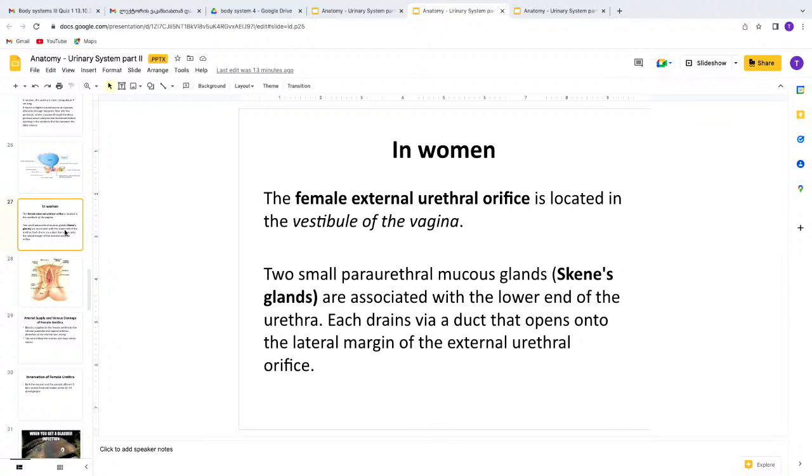The female external urethral orifice is located at the vestibule of the vagina. So it is between, we'll have the photo of it, it is between the clitoris and the vagina. And we have two small paraurethral mucous glands. They produce mucus, in answer to your question. They are called Skene's glands, and they are associated with the lower end of the urethra. They have their own ducts, and they drain straight into the urethra, at the external urethral orifice.